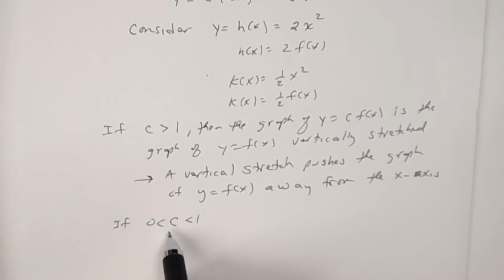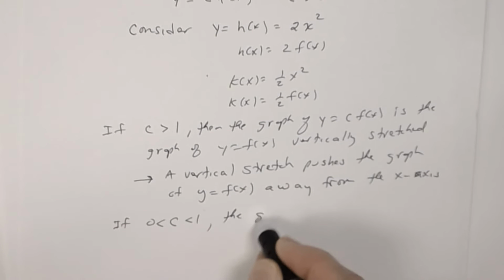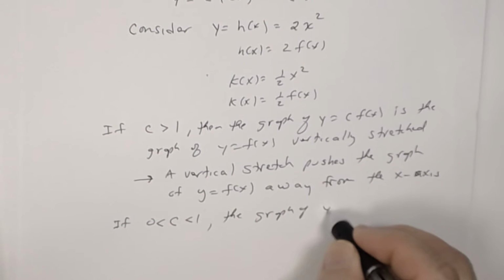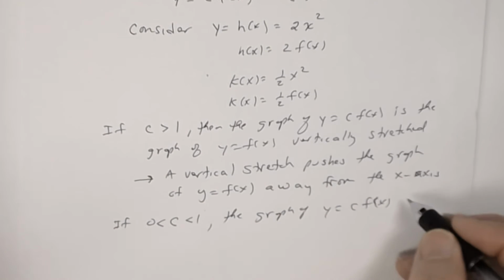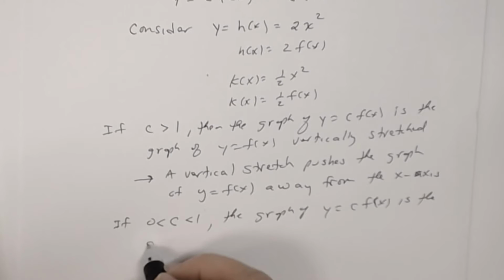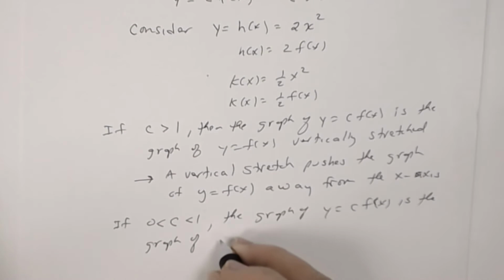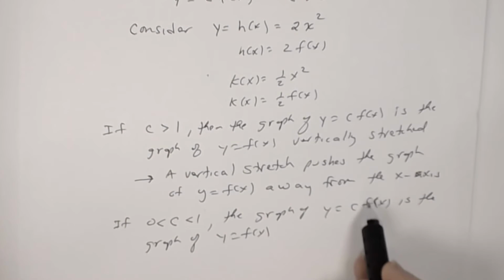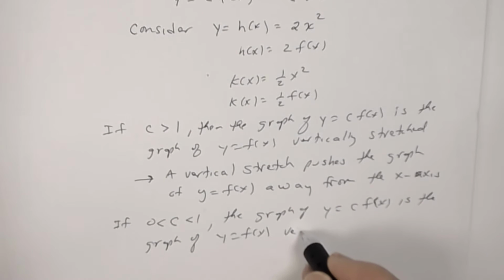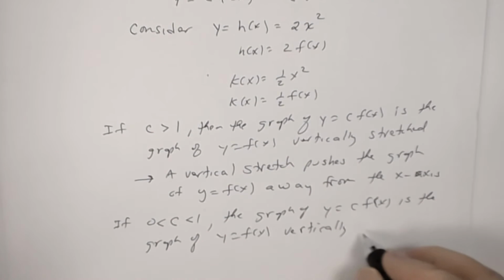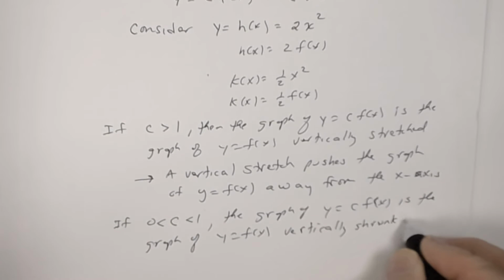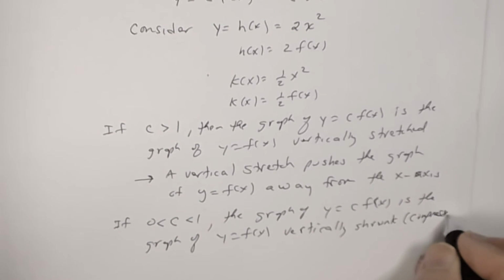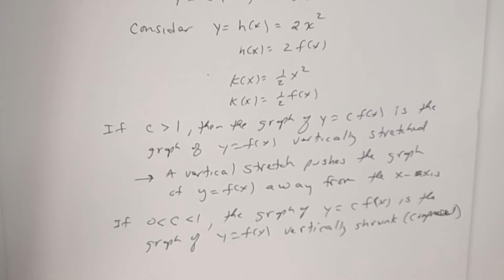All right, so if c is less than 1 but still positive, the graph of y equal c times f of x is the graph of y equal f of x, okay, so y equal f of x right here, but vertically shrunk, so that's that shrinking. Vertically shrunk or compressed. Okay, so vertically shrunk or compressed.